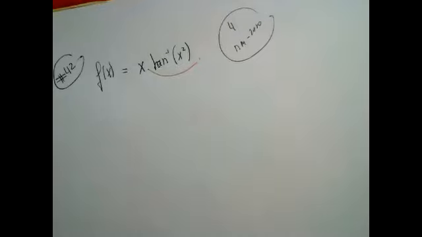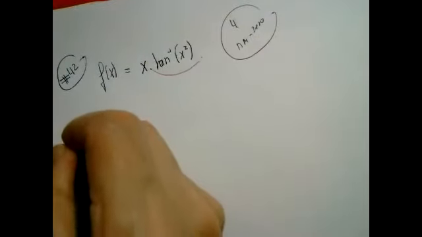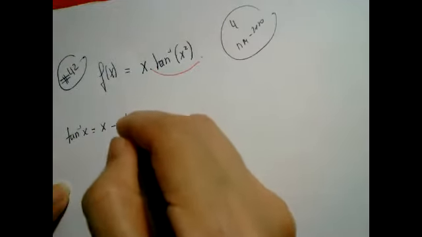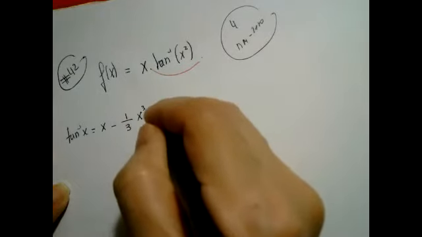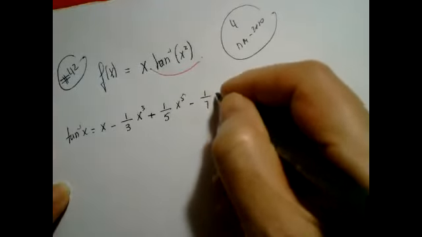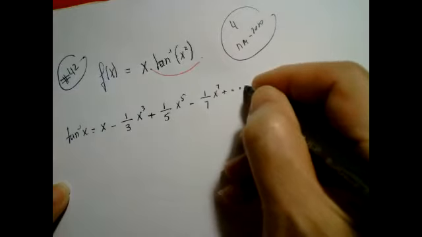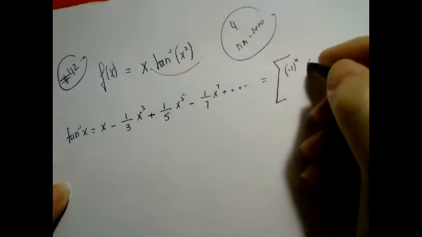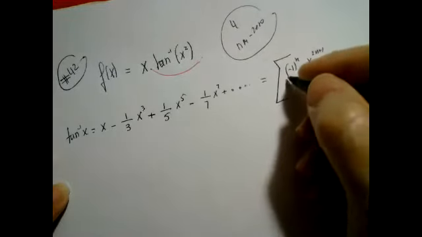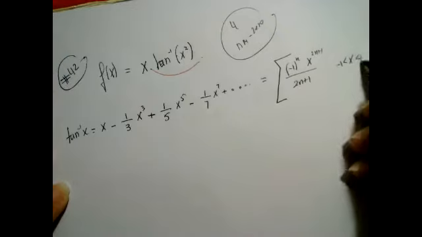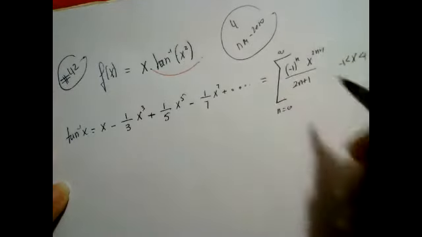So the tangent inverse of x. I'm going to start with tangent inverse of x, and it's equal to, according to what I did a minute ago, x minus 1 over 3 x cubed plus 1 over 5 x to the 5 minus 1 over 7 x to the 7 plus etc. And in sigma notation, it's the sum of minus 1 to the n, x to the 2n plus 1 over 2n plus 1. And it holds when x is between minus 1 and 1, n equals 0 to infinity.